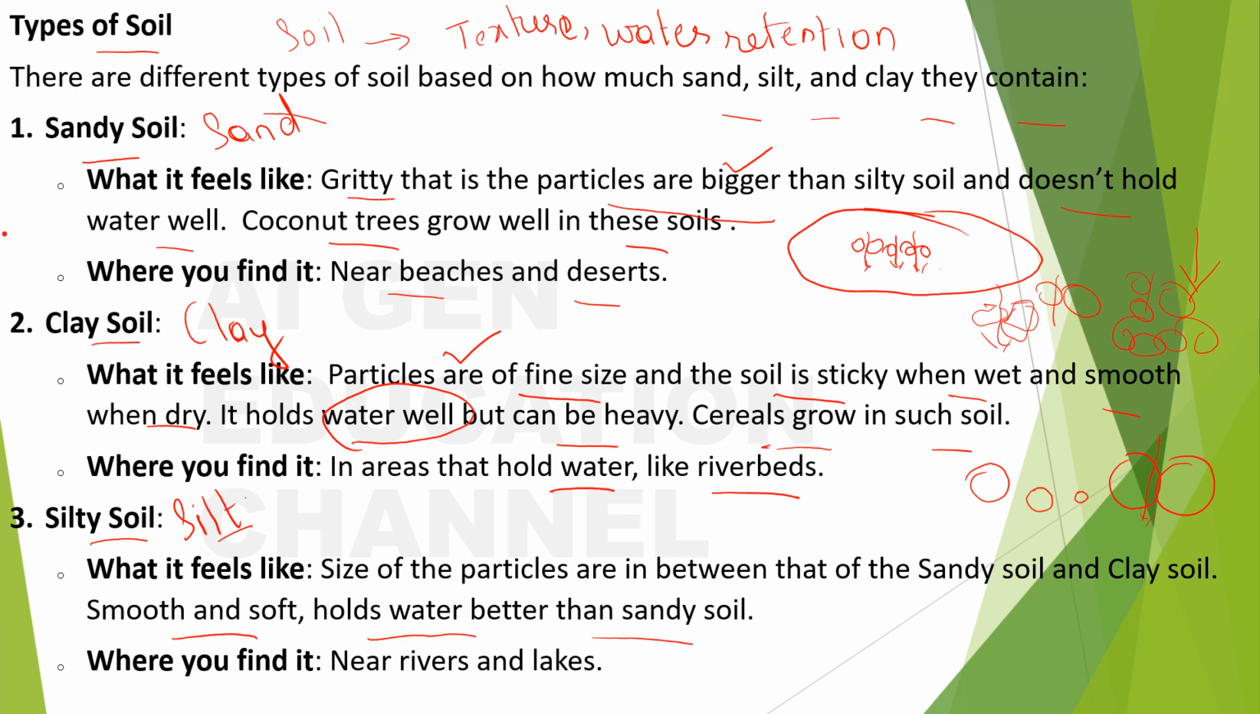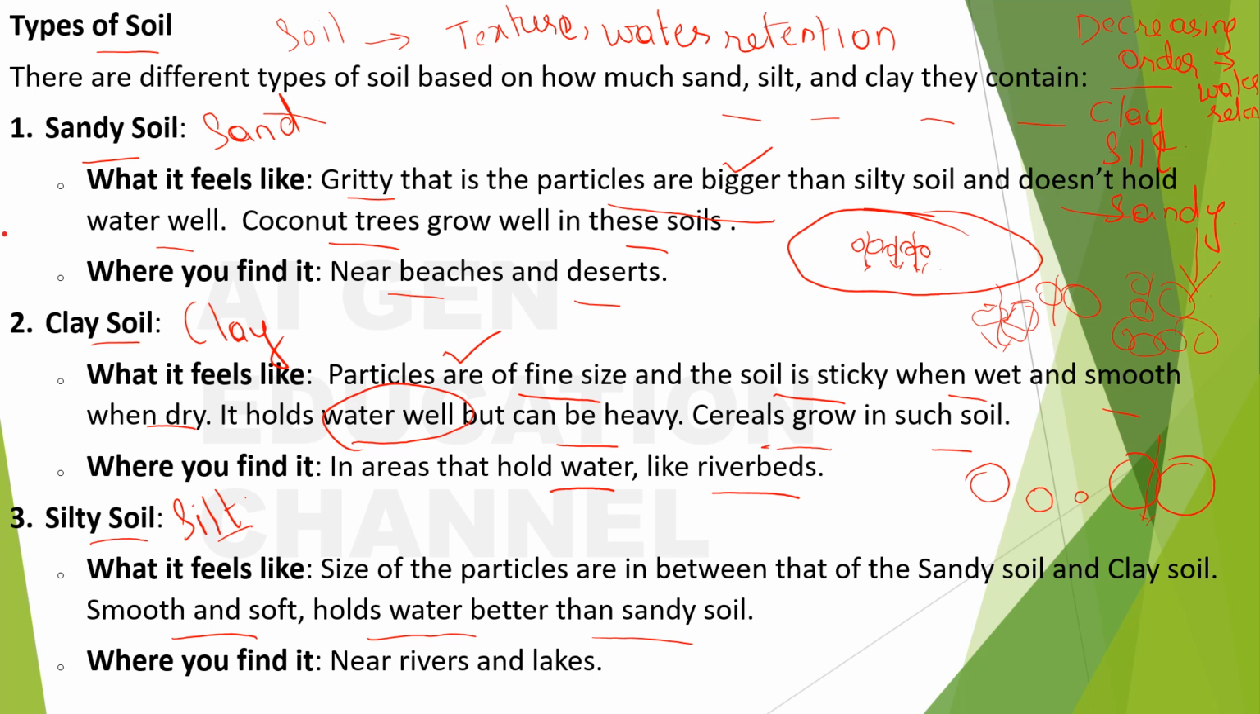Now if they say arrange these in decreasing order or increasing order, something like that, let me take the decreasing order of water retention capacity. What comes higher in water retention capacity? Tell me. Clay soil, right? Then comes silty soil, then comes sandy soil. Decreasing order of water retention.